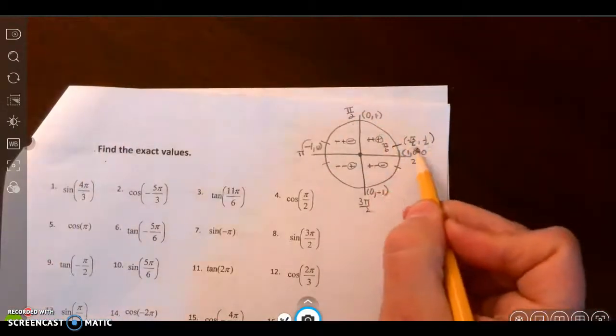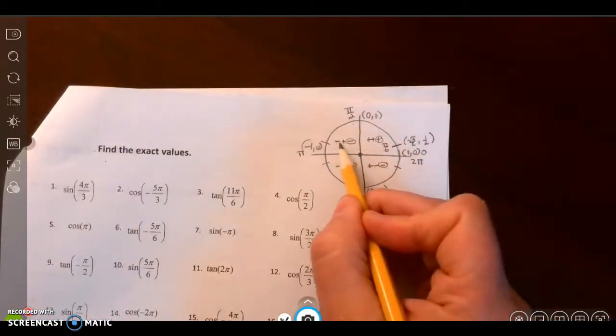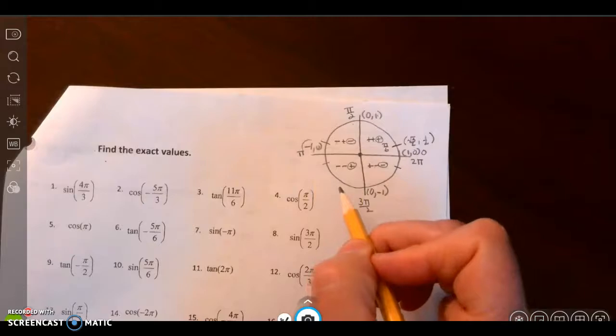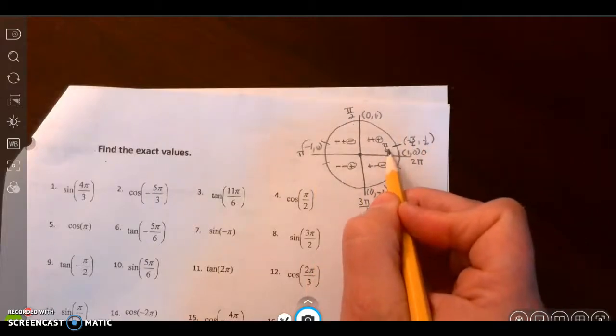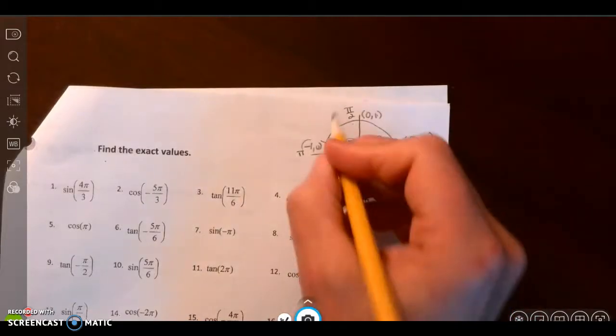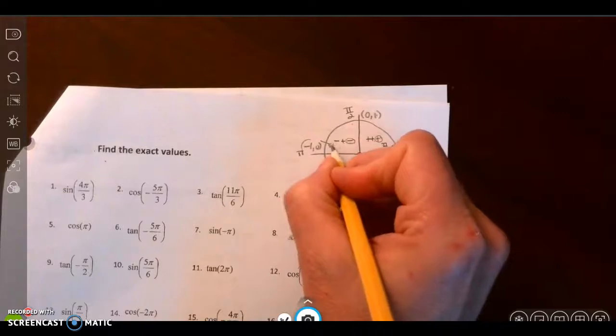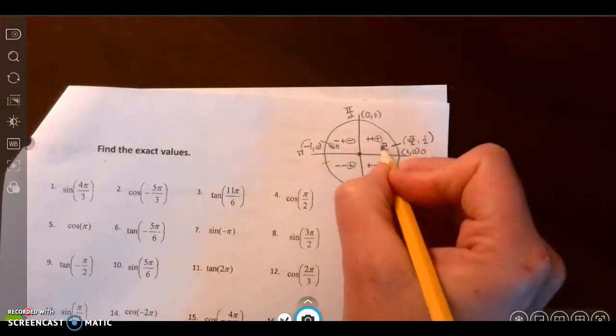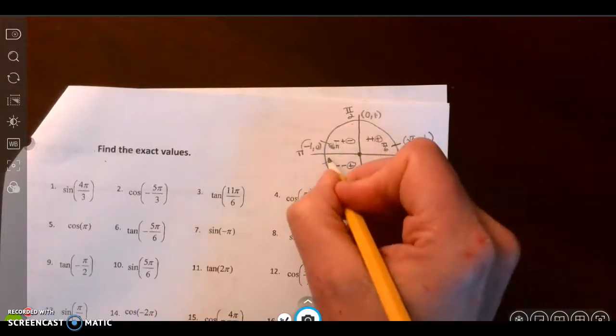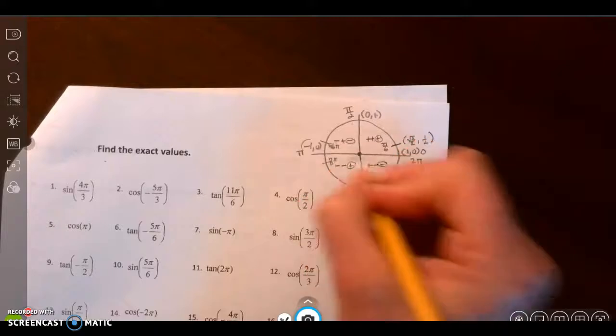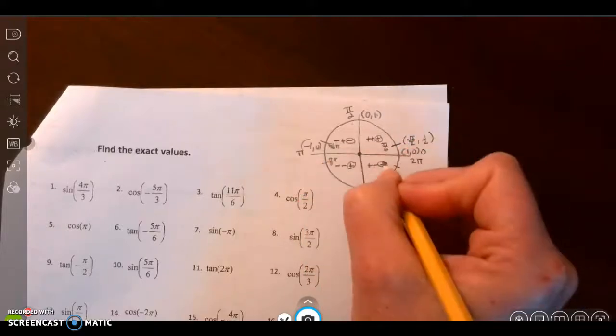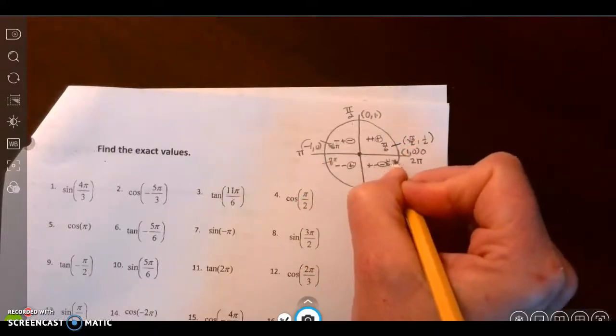Which means this ordered pair is going to change based on these, but I don't need to fill them all in. I do know that this is pi over 6, 1/6 pi, so this is my 5/6 pi. Here I add numerator and denominator, and I get 7/6 pi. And here I add numerator and denominator and get 11/6 pi.